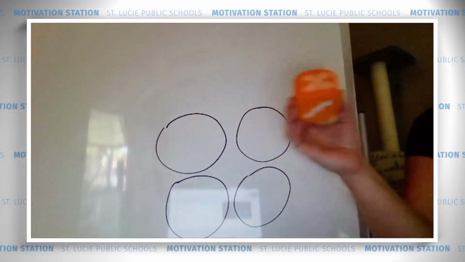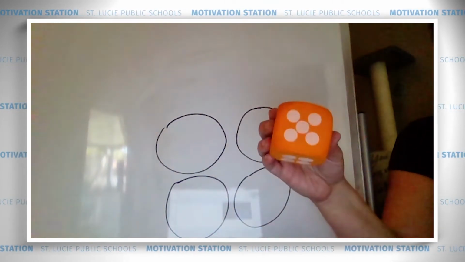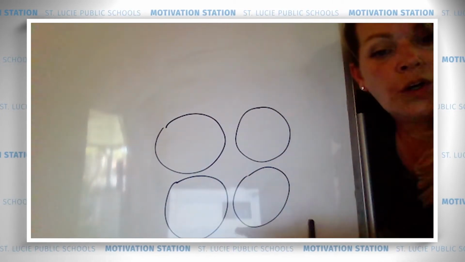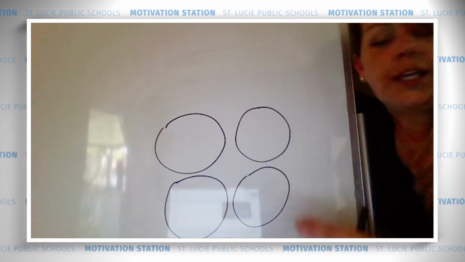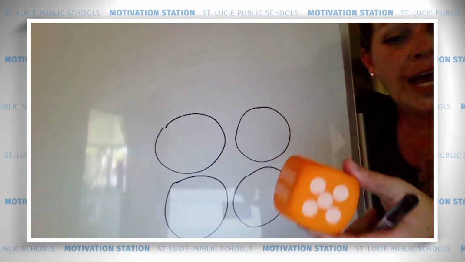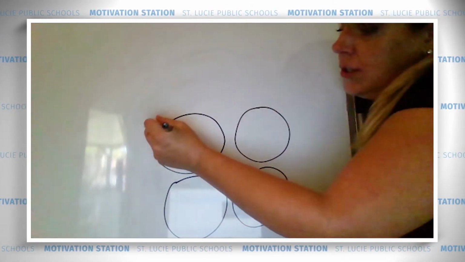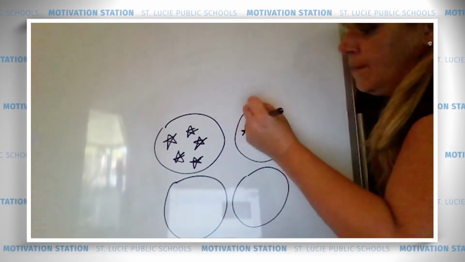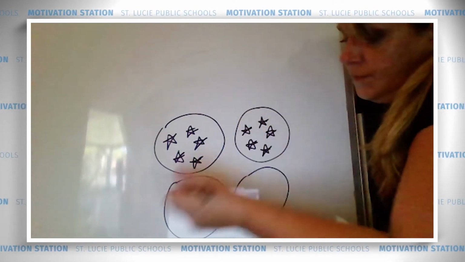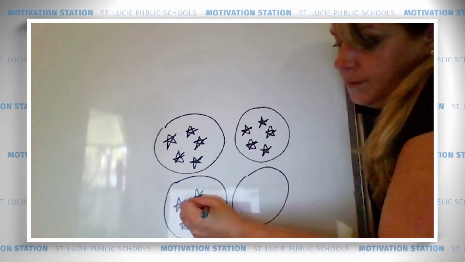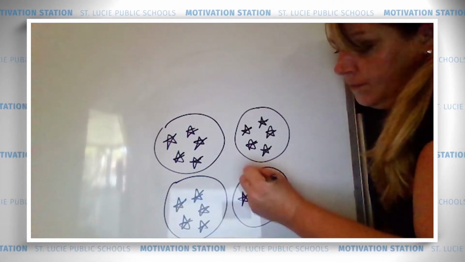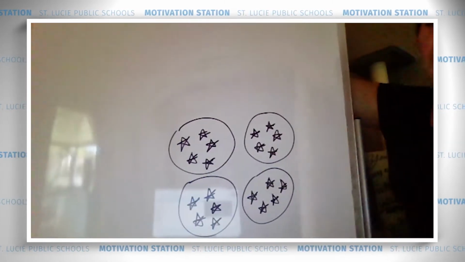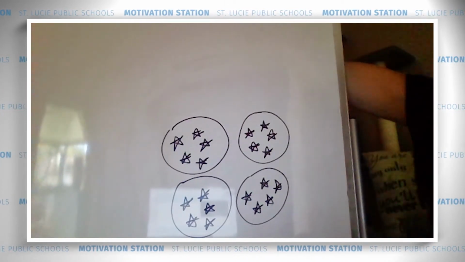And then I'm going to roll my number cube again. And that time I got a 5. So I'm going to put 5 stars in each group. Each group has to be equal. Remember yesterday we talked about our vocabulary that equal means the same amount. So I need to put the same amount of stars, 5, in each circle. Okay, and then yesterday we also talked about writing 2 equations for our circles and stars.